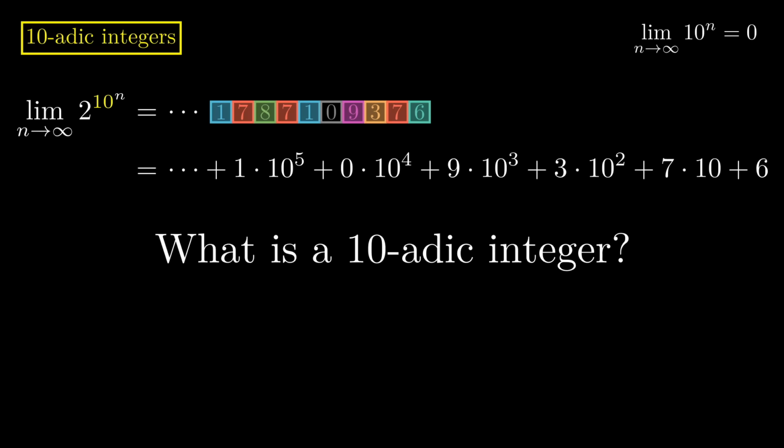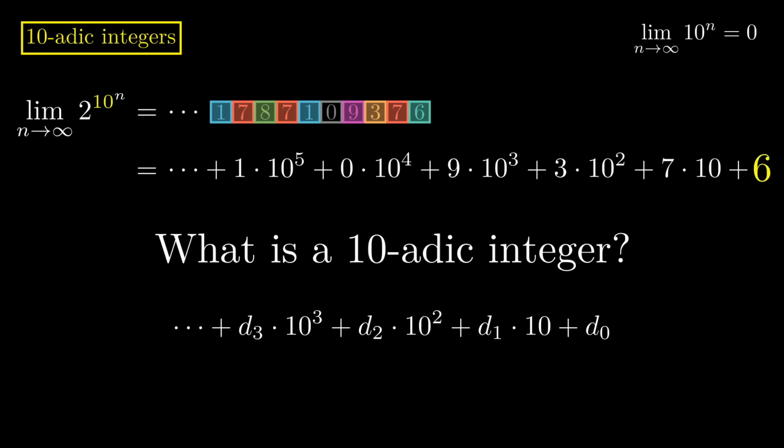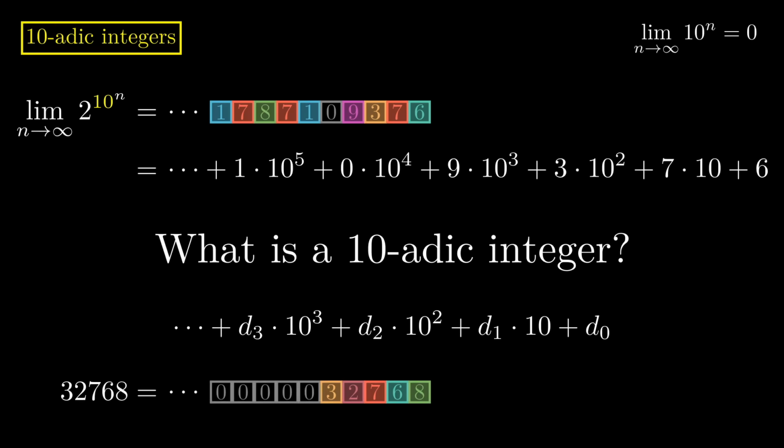A p-adic integer is a sum that looks like this, where each digit d0, d1, d2, and so on is a number in the range 0 through 9. For example, the limit of 2 to the 10 to the n is the p-adic integer whose digits are 6, 7, 3, 9, and so on. Every positive integer is a p-adic integer, because we can extend its base 10 representation with zeros.